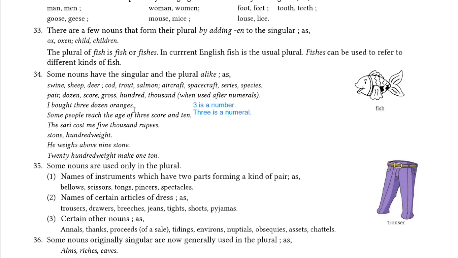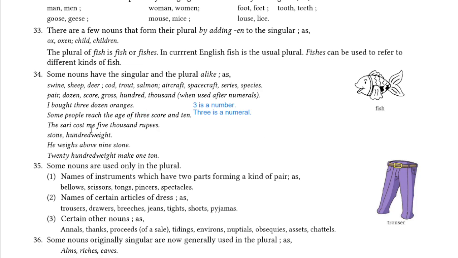I bought 3 dozen oranges. Dozen, which is basically a singular form, is being used as the plural form. Some people reach an age of 3 score years and 10. Now, score is a noun in singular number, but here it is being used as a noun in plural number. Why? Because it is preceded by a numeral 3.